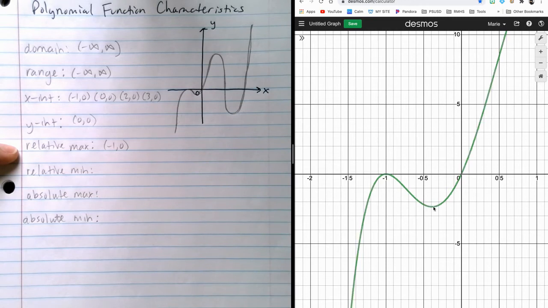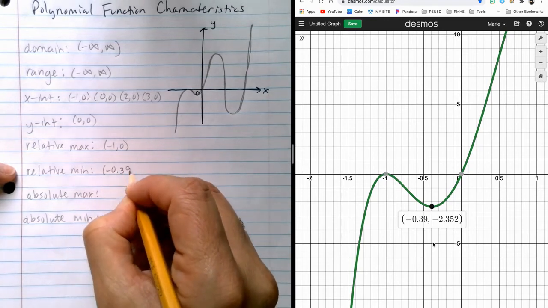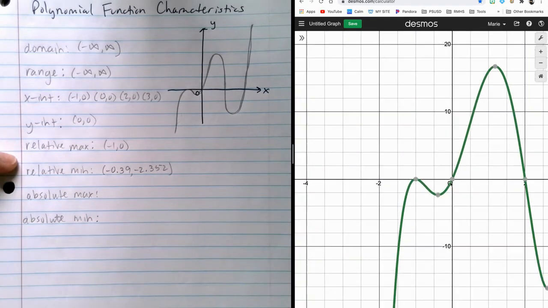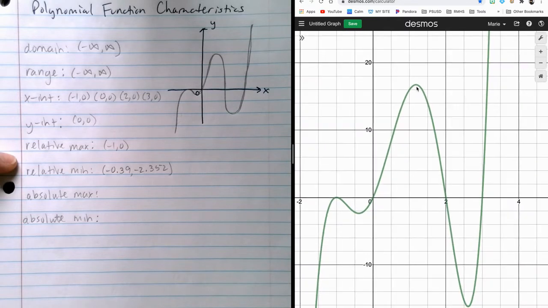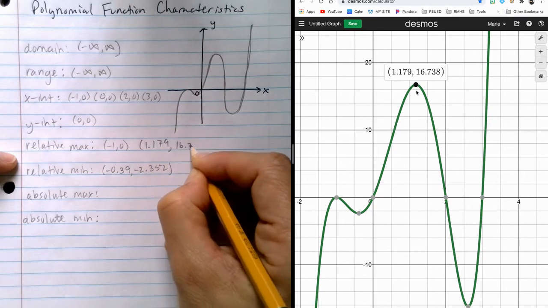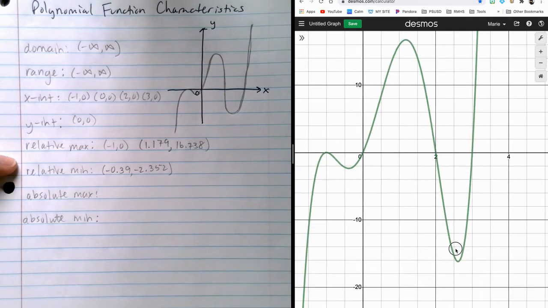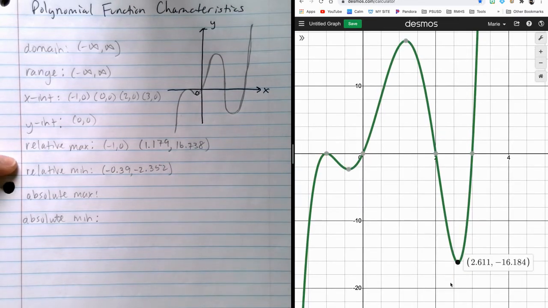I can see this point down here is actually going to be a relative minimum in that area. So let's put it on that list. Let's zoom out. Now this point right here is also going to be a relative maximum. And I can see this point down here is going to be a relative minimum.